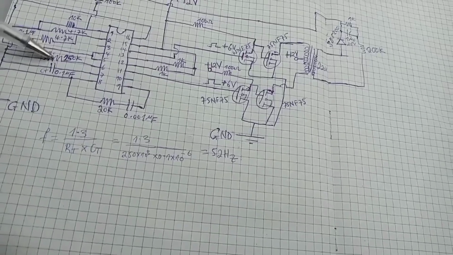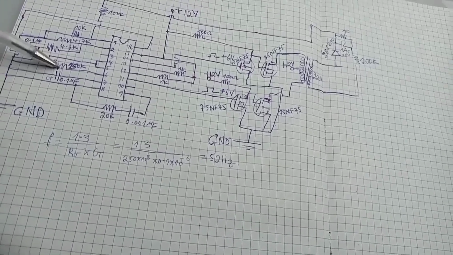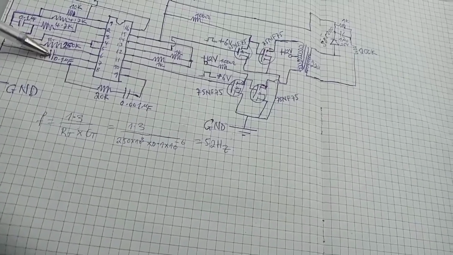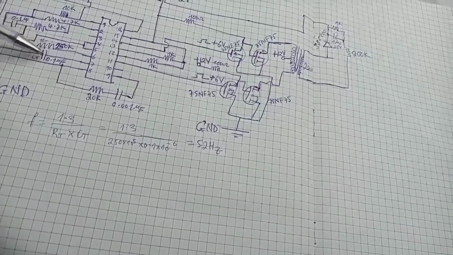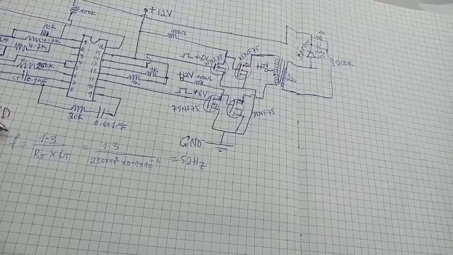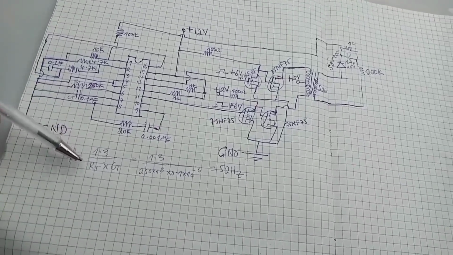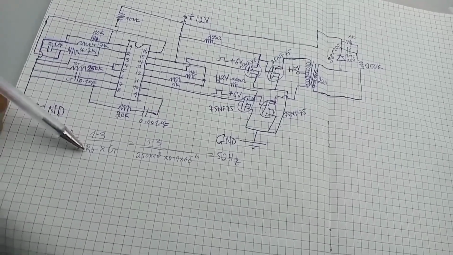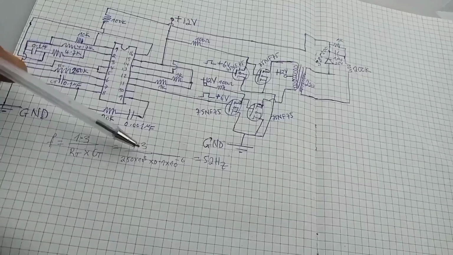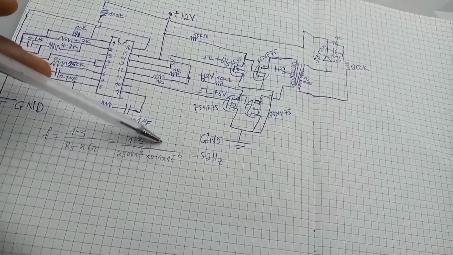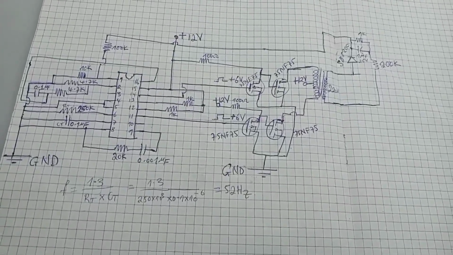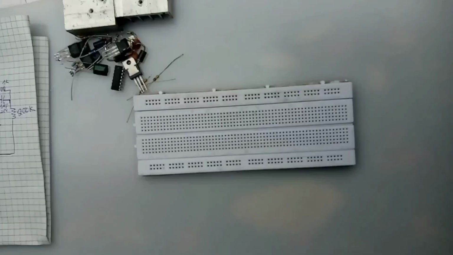Here we also notice that the frequency of this circuit is ensured by the resistor RT, this resistor, and this capacitor CT. And the frequency is given by 1.3 divided by the product of RT times CT. As we can see, 1.3 divided by RT times CT. Our RT is 250,000 ohms and our CT is 0.1 microfarad. So 1.3 divided by 250 times 10 to the power 3 times 0.1 times 10 to the minus 6 should give us 52 Hertz. So that is the frequency of this inverter circuit.